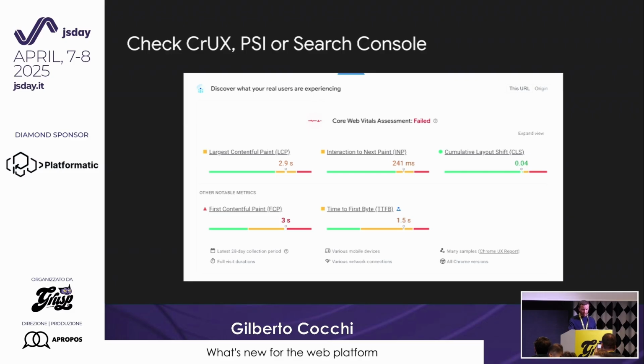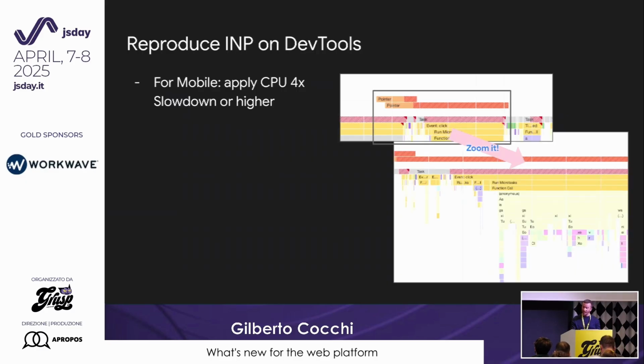So first, in order to start optimizing INP, you need to understand what your timing is, what your millisecond INP value is for your page. So I suggest checking CrUX, as I showed before, or PageSpeed.web.dev, which is the screenshot here, or Search Console, which is also showing the data from CrUX.